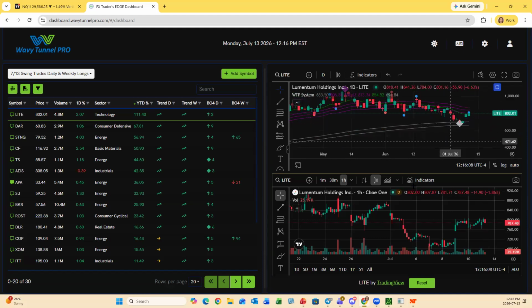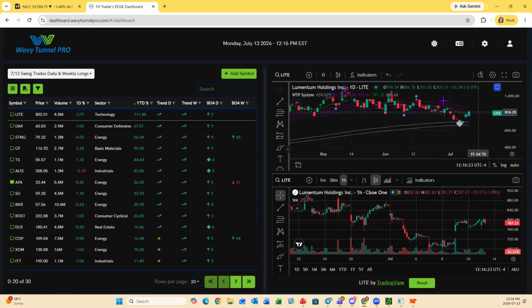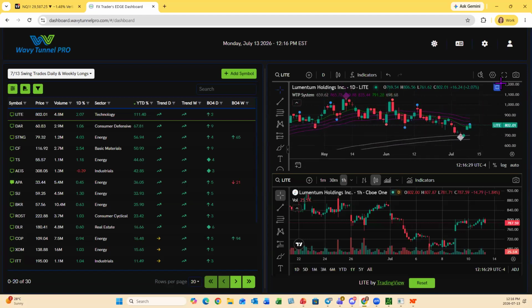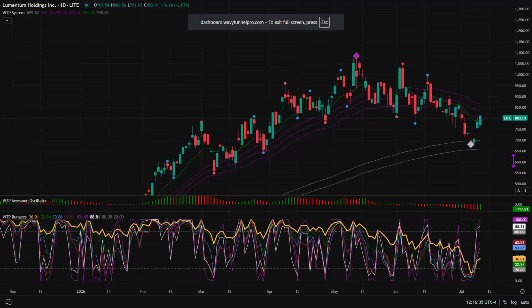I just got rid of the wave and the tunnel. Here, let me show you what I did. Down here we have the awesome oscillator and the bungees. If I click on this, then I can maximize the price pane. And that's what I've done. I just want to see the price at the moment. And if I want to see the full chart, I can bring that back and look at the full chart.